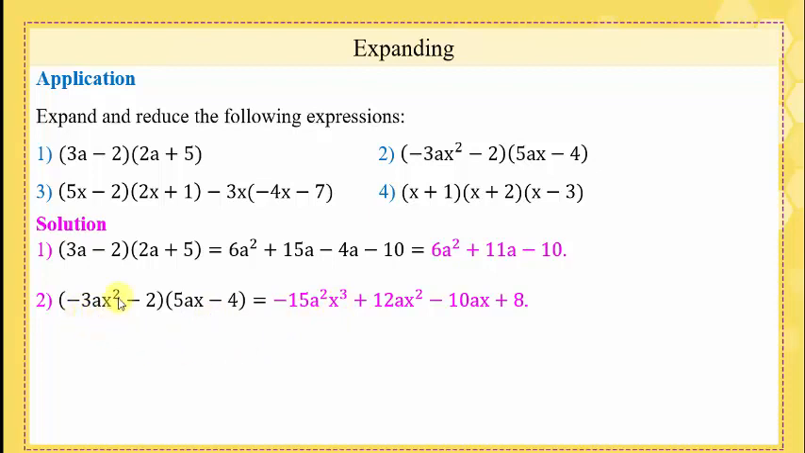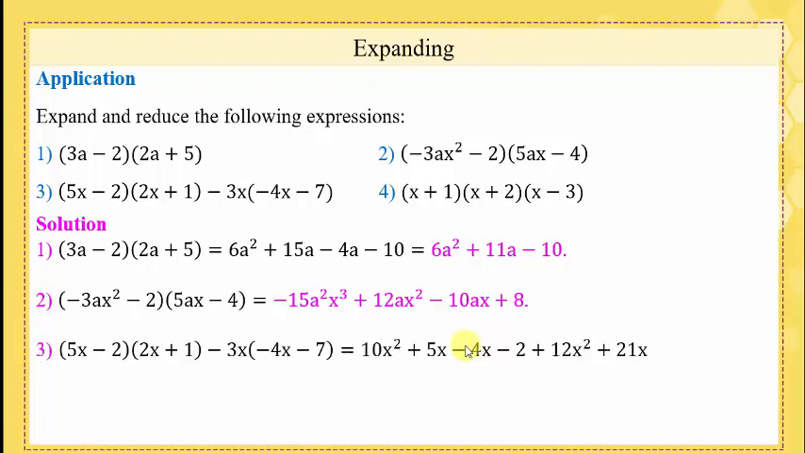Minus 3a x squared multiplied by minus 4, we get plus 12ax squared. Then minus 2 times 5ax, minus 10ax. Minus 2 times minus 4 equals plus 8. We cannot reduce it since we don't have like monomials.